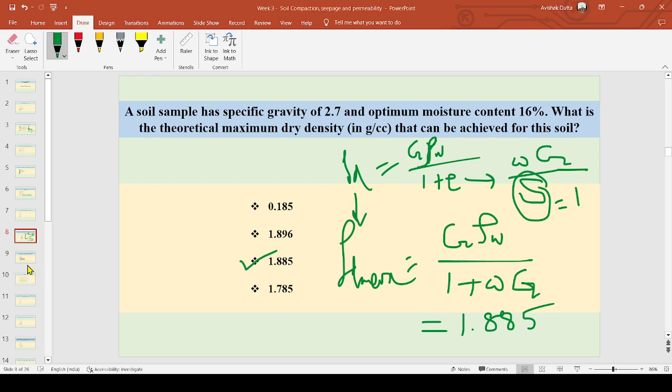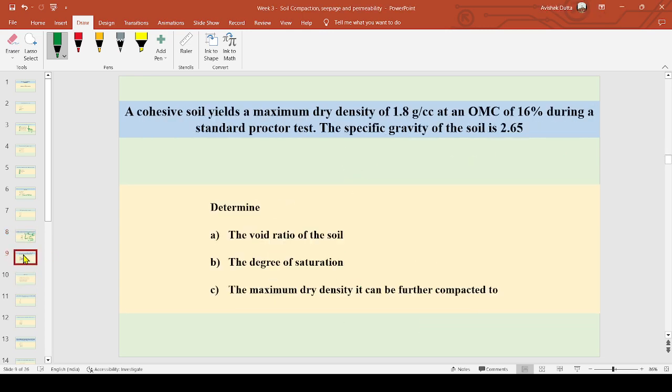Yes. So next question, the last question. A cohesive soil yields a maximum dry density of 1.8 gram per cc at an optimum moisture content of 16% during a standard Proctor test. Specific gravity is 2.65. Have you solved this question, anyone?